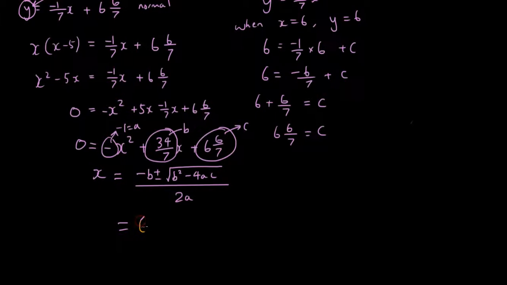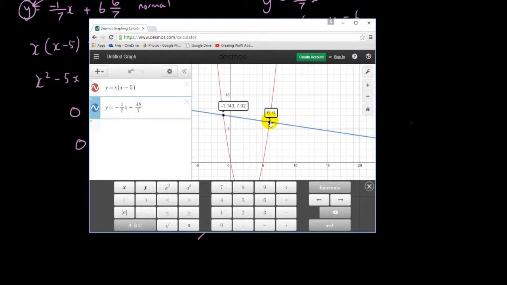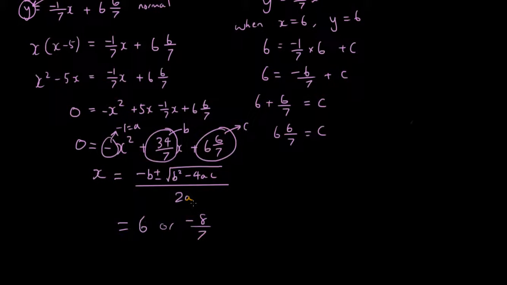So let's put all that into the quadratic formula, and we will get 6 or negative 8 over 7. And you can see from our curve that is exactly where the two lines intersect, right, at these 2 points. X equals 6 and x equals negative 1.143, which is the same as negative 8 over 7.